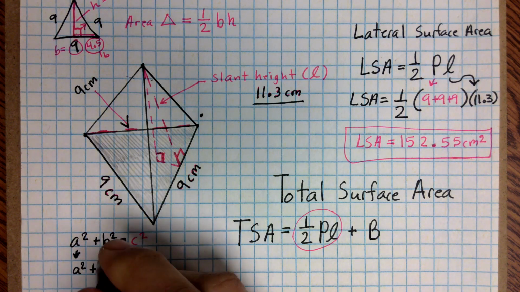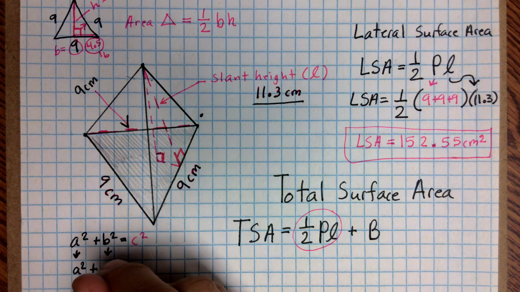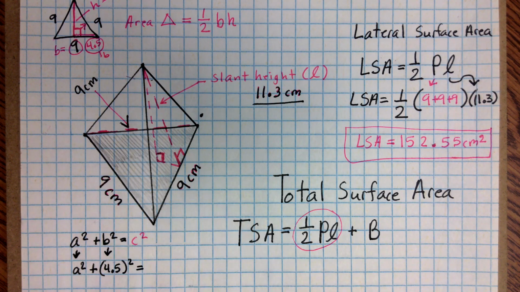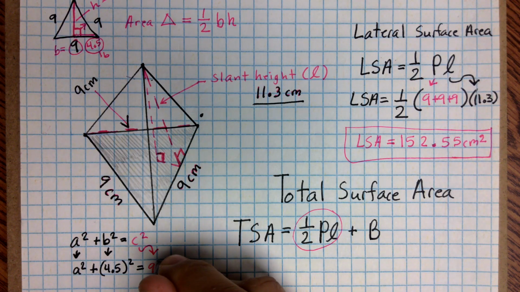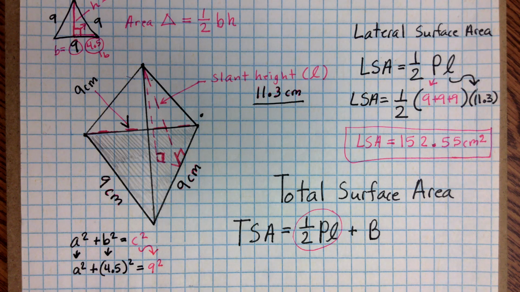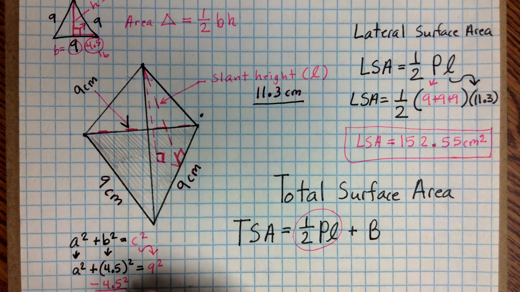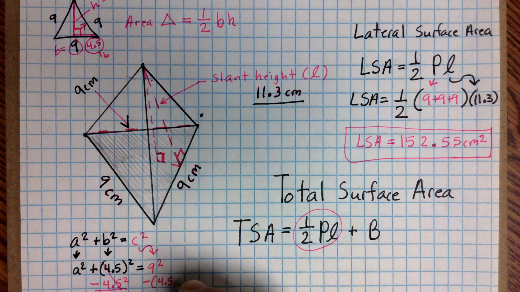We know what b is. We know that it's 4.5. So I'm going to put in 4.5 in parentheses and square it. And then c squared, we know that it is 9, because that's one full side of the triangle, the hypotenuse. So now I'm going to subtract this 4.5 squared from both sides. So minus 4.5 squared.